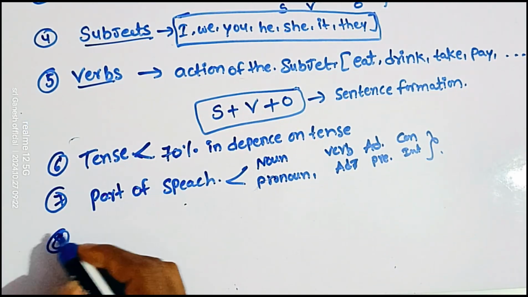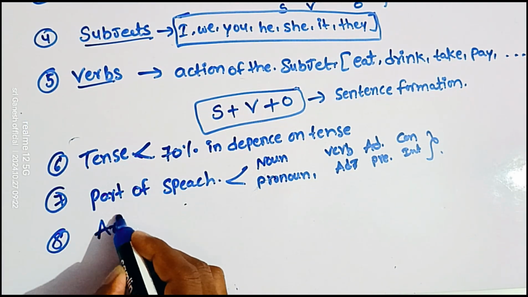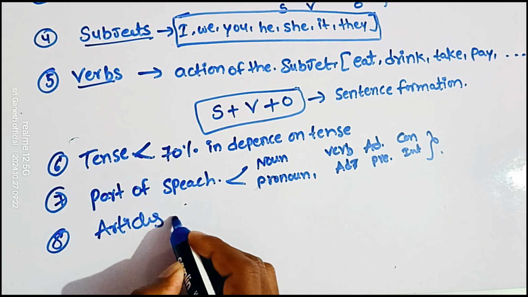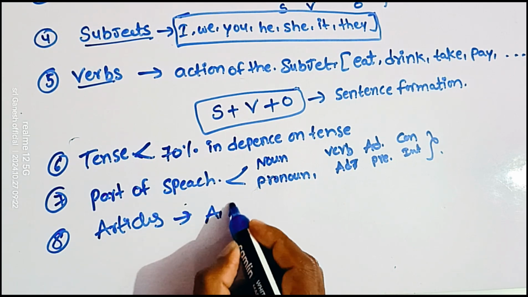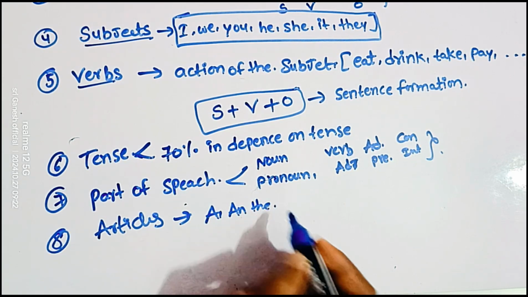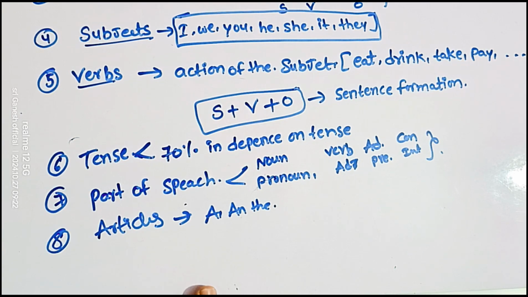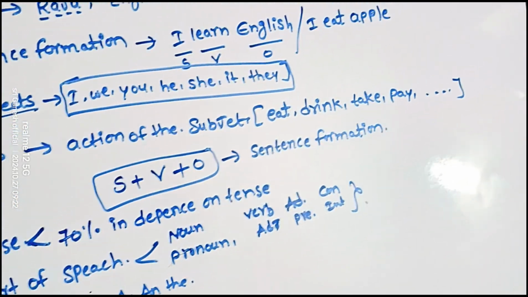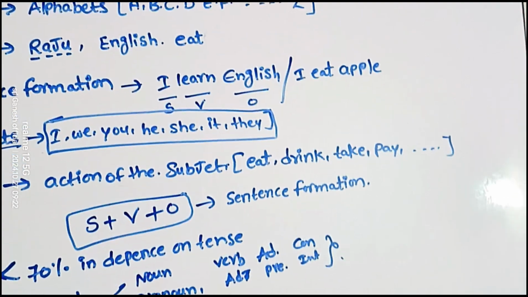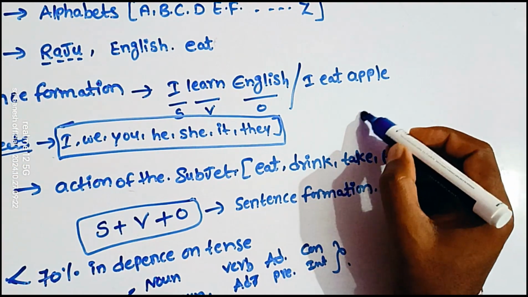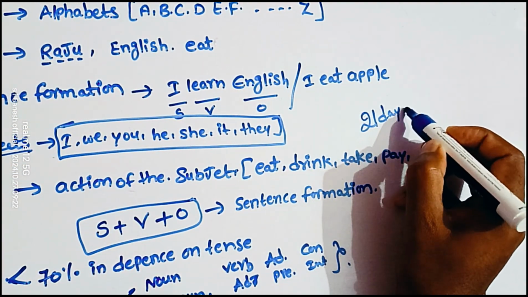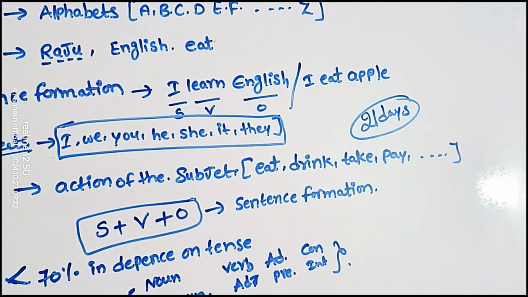After that, we discuss articles. Articles: A, An, The. These are the articles. And we also discuss helping verbs. Completely, the spoken English course in 21 days is completed. This is the basic information class.